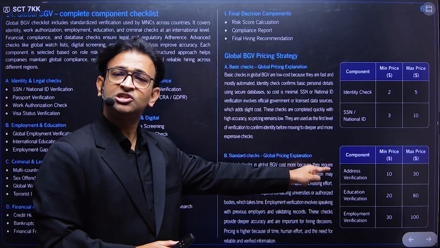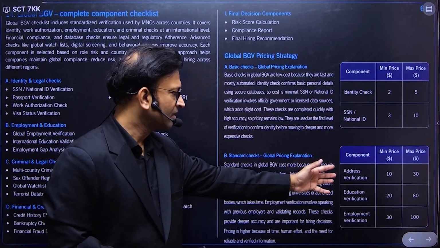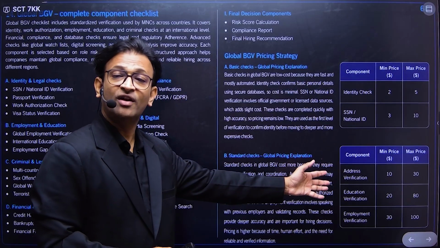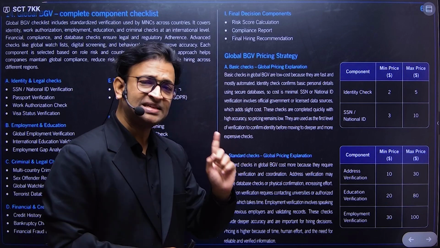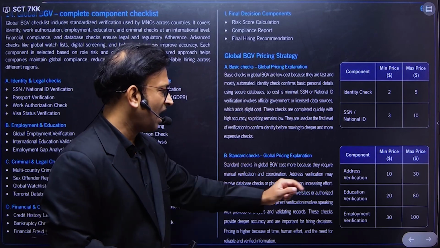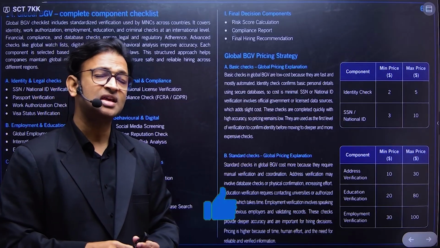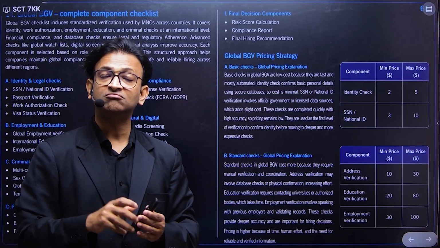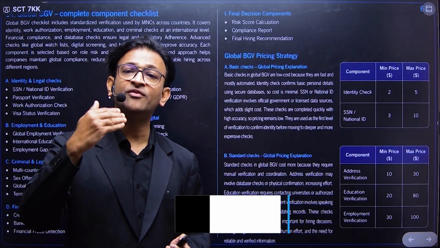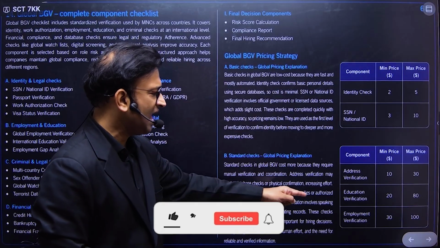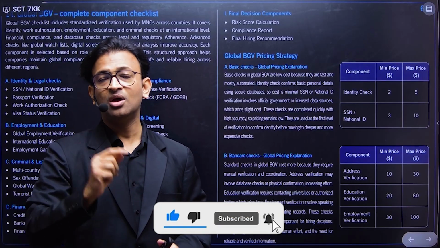Similarly, I want you to focus your attention on this table, which has the component address verification. The range in dollars would be $10 to $30. Education verification, $20 to $80, because like I said, it requires a lot of time, a lot of effort, a lot of contacting with the universities. And employment verification is a little higher, which is $30 to $100.